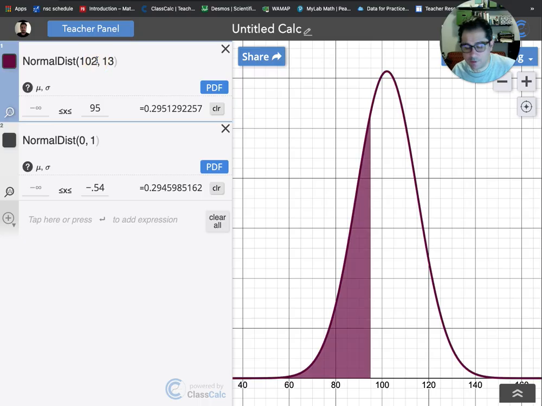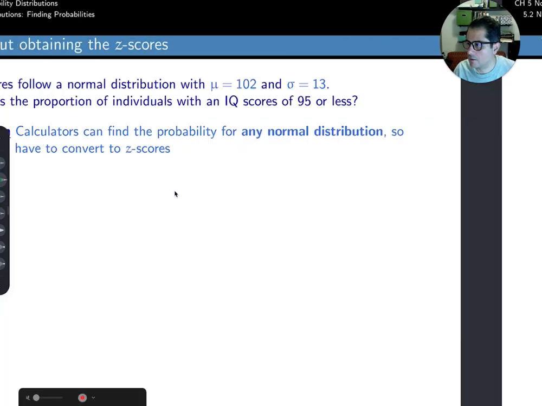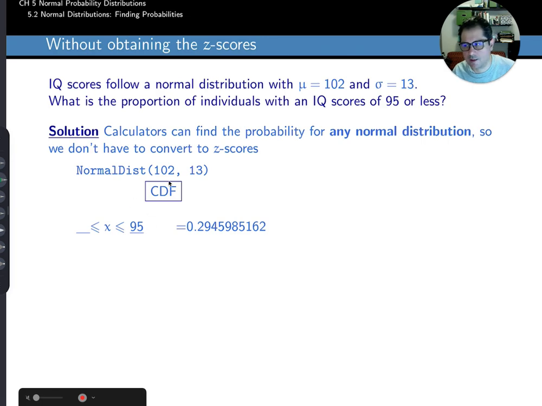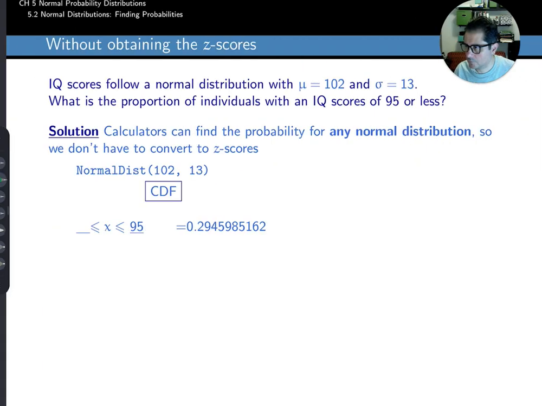Okay, and what would you type in the quiz and exam? Well, I think you would type, like I have it here, just write normal dist 102, 13. I use the CDF, right? And you can leave blank here or put the negative infinity to 95, and that's the answer you got. So there's no need to get to the standard normal curve if you do it this way. Okay. So I'll stop this video here and make another short one.